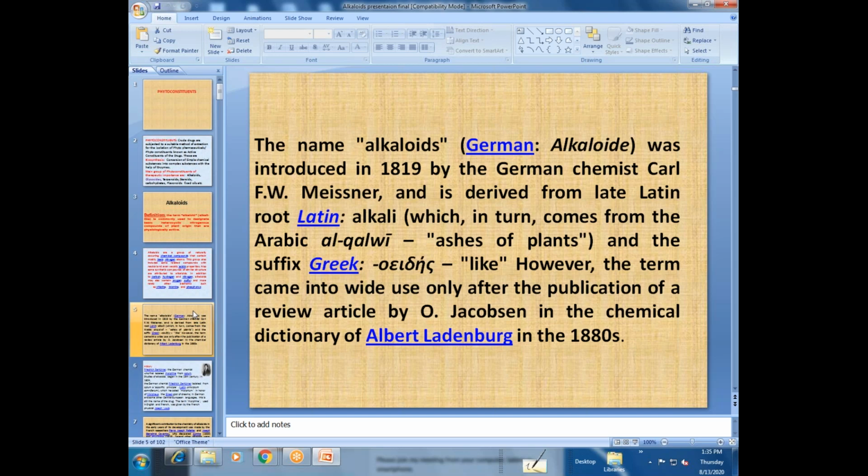So overall, alkaloids are alkali-like substances. Alkali-like substances will definitely be basic in nature, containing nitrogen. Nitrogen is present in a heterocyclic ring structure. If you remember these three properties, you can always write the definition of alkaloids.